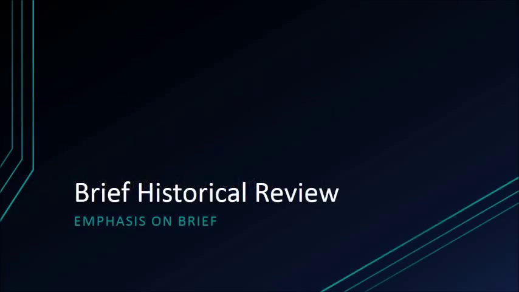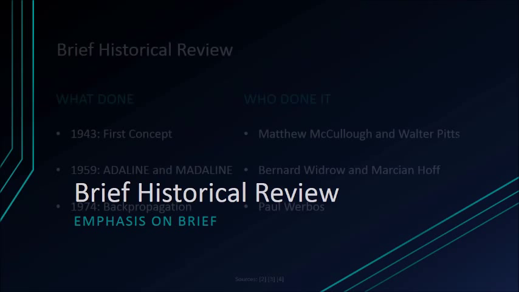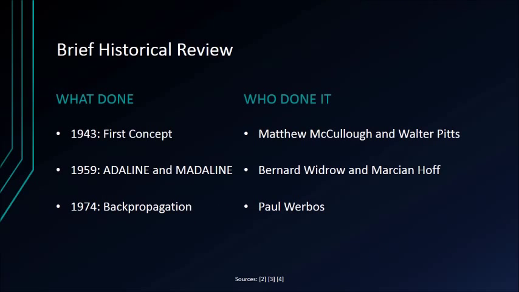Alright, so we're starting with the brief historical review. Very, very brief. Basically, we want to know who did what. In 1943, Warren McCulloch and Walter Pitts published a paper about neural networks and how you can model the neural network of the human brain with circuitry.